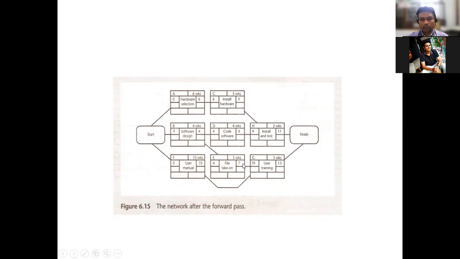In a similar way, the next one is G. For G, there is again a constraint. After finishing E and F only, we can start with G. Here also we need to take the highest value. 7 is the lowest and 10 is the highest, so 10 will be taken into consideration. That will be the earliest start of this particular G, and 10 plus 3 is going to be 13 weeks. So this is the way the forward pass mechanism will work.